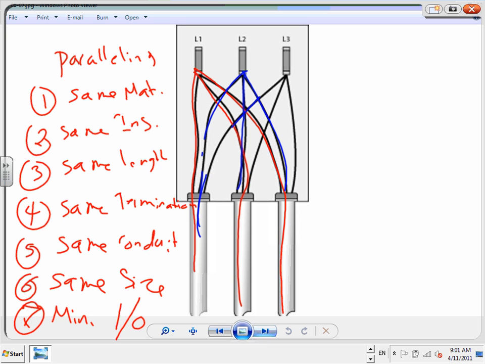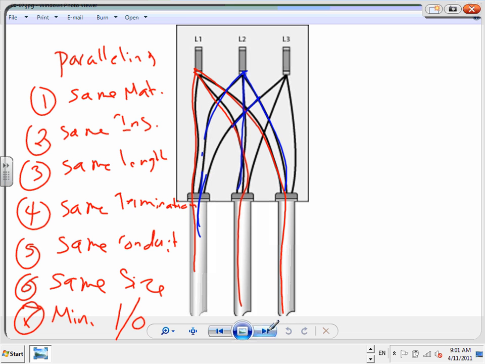Termination, they're all terminated with the same type of lug. Same conduit, EMT, rigid, PVC. Same size, 4/0, 250, 500 kcmil. Is there a 5/0? No 5/0 in America. Minimum 1/0, of course, is the minimum that you can size. Any questions, sir?